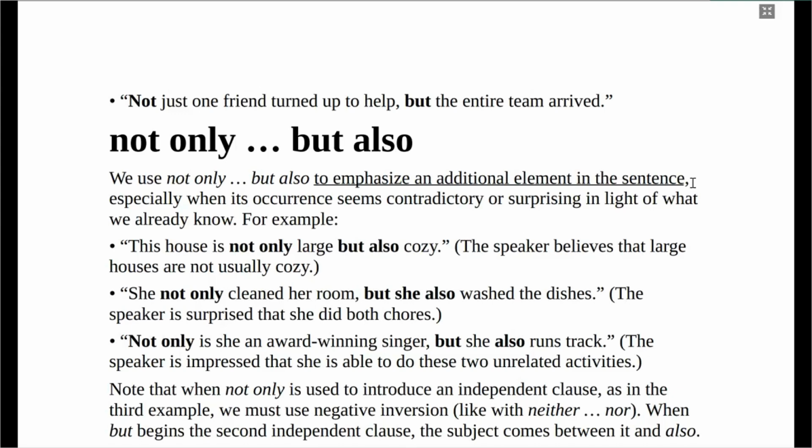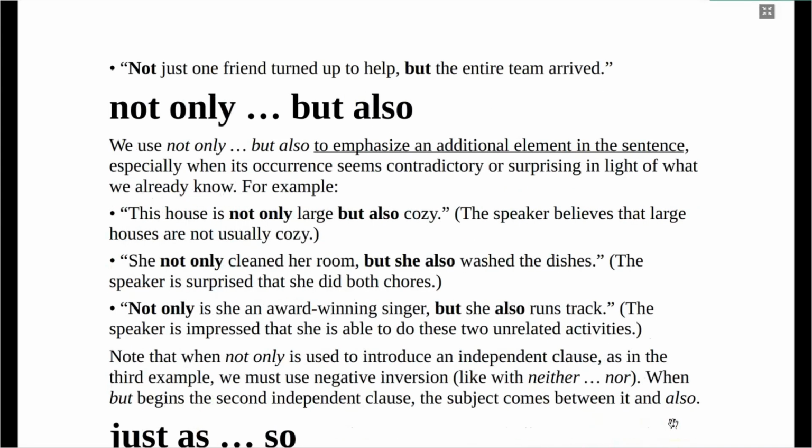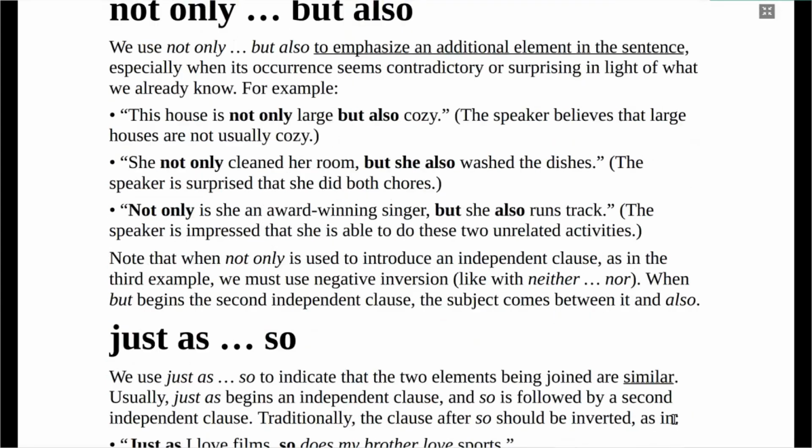Note that when not only is used to introduce an independent clause, as in the third example, we must use negative inversion like we did in neither nor. You can see, not only is she an award-winning singer, but she also runs what? Track. Is she. You don't say not only she is. No. Don't say not only she is. When but begins the second independent clause, the subject comes between it and what? Also. Okay, let's take a look at the next one.